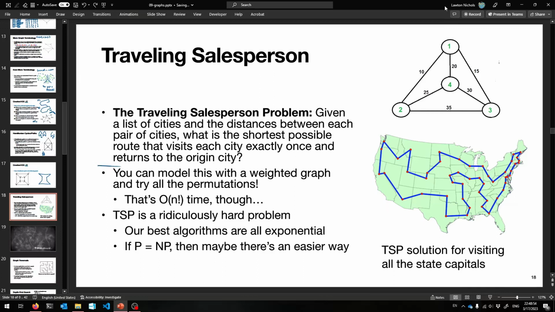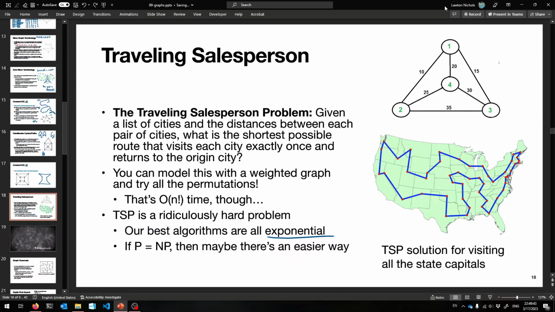All right? So you can model this with a weighted graph, and you just try every permutation. Like, all right, I'll go to two first, and then four, then three, or I'll go to three first, then four, then two. Every single possibility, you can try them all. There are n factorial of them if there are n separate cities to go through. And that actually shows that the traveling salesperson problem is a very hard problem. N factorial is essentially exponential time for an algorithm. And all of our best algorithms to solve the traveling salesperson problem are at worst exponential. We can't make it any better. And if P is equal to NP, then maybe there's hope, but otherwise it's a very hard problem to solve.